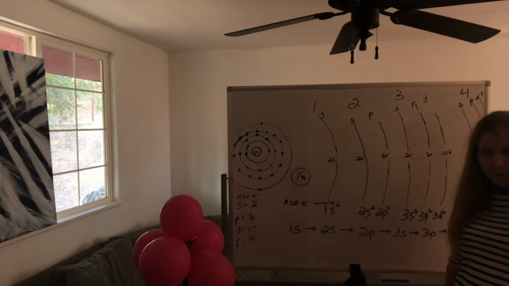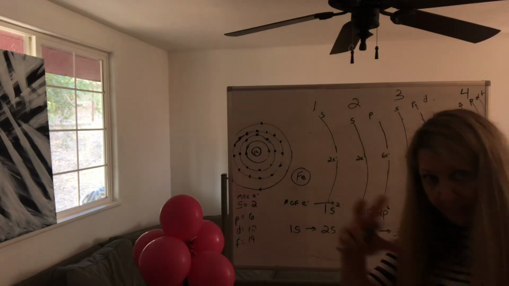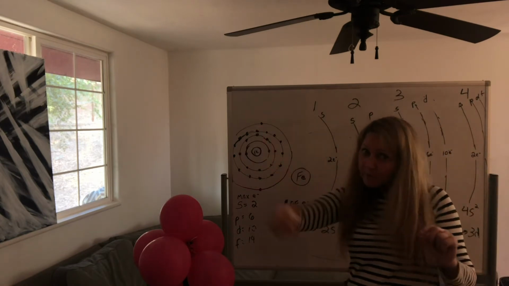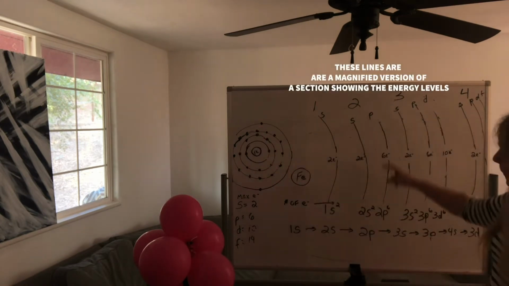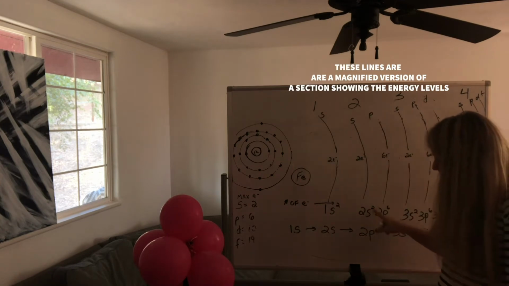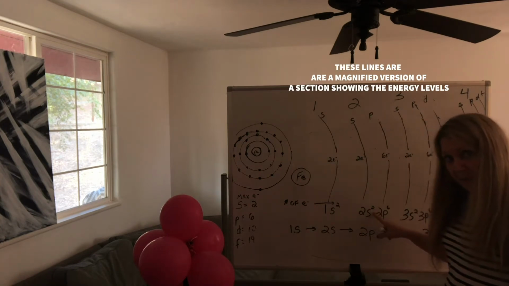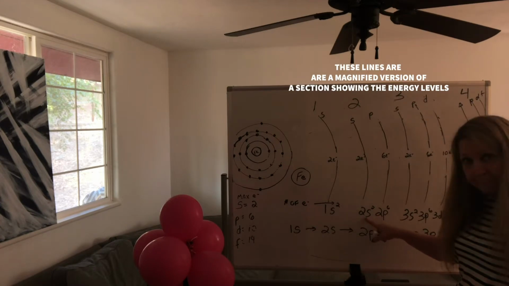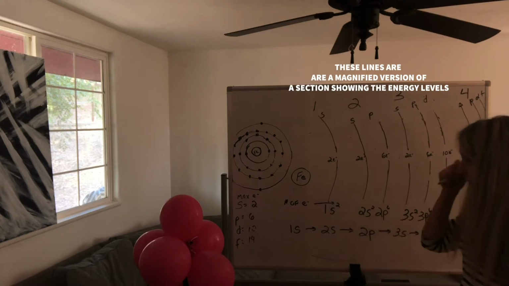An s sublevel, remember, is the sphere. Electrons travel along kind of a spherical shape. So it's called 2s to the 2 because that's the maximum number of electrons. Okay, so 2s: 2 because it's the second energy level, s because it's the spherical sublevel.